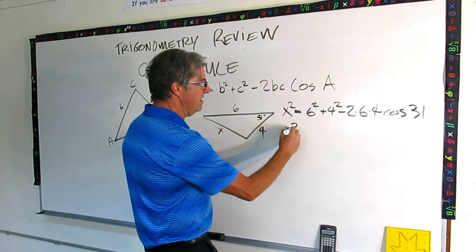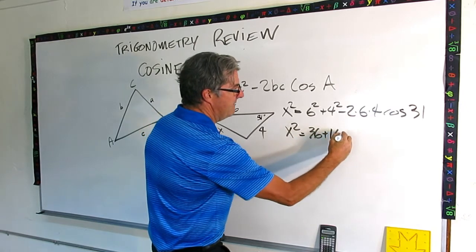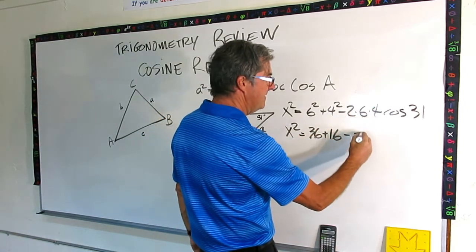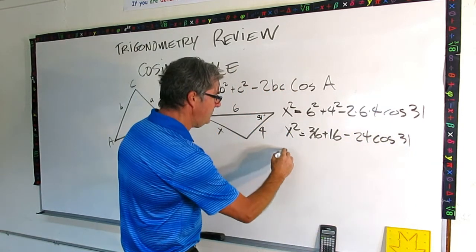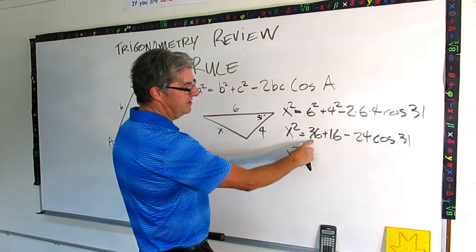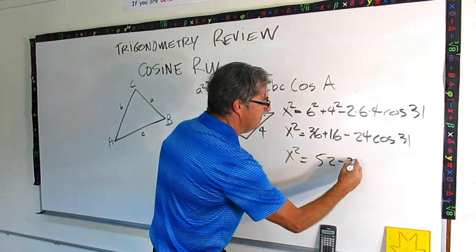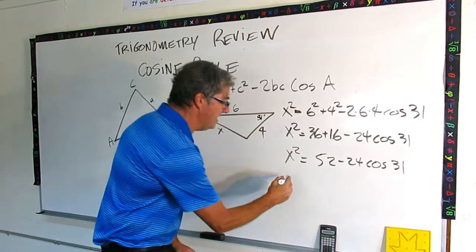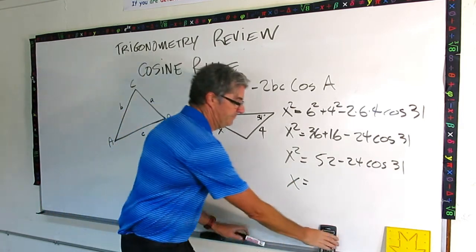So x squared is going to equal 36 plus 16 minus 2 times 6 is 12 times 4 is 24 cosine 31. X squared, let's take care of this. 36 plus 16 is 52 minus 24 cosine 31. So now it's all ready for me to do a calculator step and solve this equation.